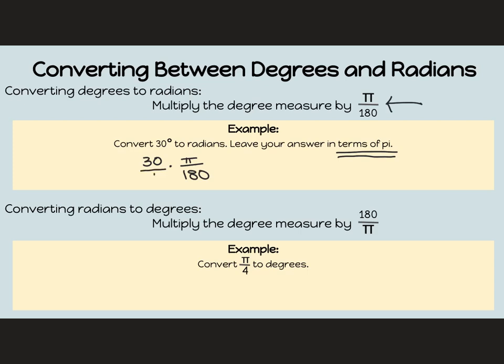You can just make 30 a fraction. Multiply across the numerator, so that's 30 pi. Across the denominator, that's 180. And then you just want to simplify your fraction. I believe it's 1/6. That would simplify to just be pi over 6. And you would just leave it like this because we want pi to be in the answer.